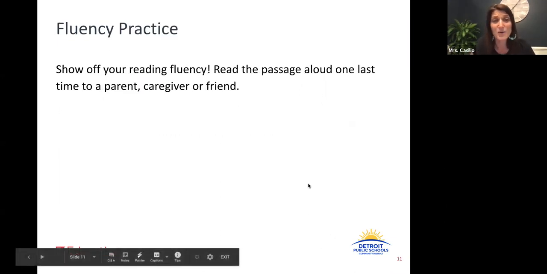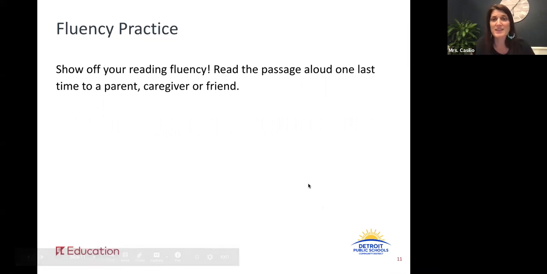And lastly, show off your reading fluency. Read this passage aloud one last time to a parent, caregiver, or friend. Remember to read with fluency, read with expression, and read smoothly. Do your very best work.